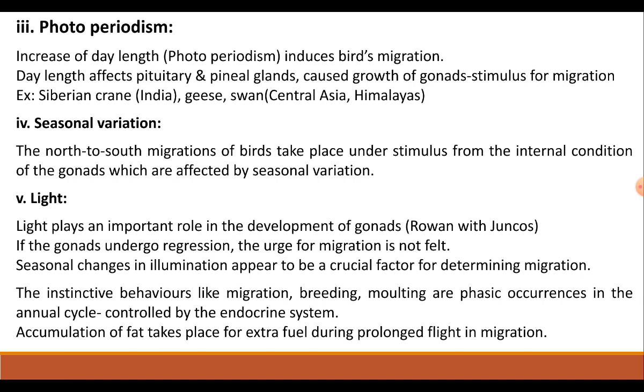Light also plays an important role in causing bird migration, where many experiments have been conducted to prove that light plays an important role in the development of gonads. If the gonads undergo regression, the urge for migration may not be felt. So even the seasonal changes in illumination appear to be a crucial factor for determining migration. That is, instinctive behaviors like migration, breeding and molting are phasic occurrences in the annual cycle which are controlled by the endocrine system.